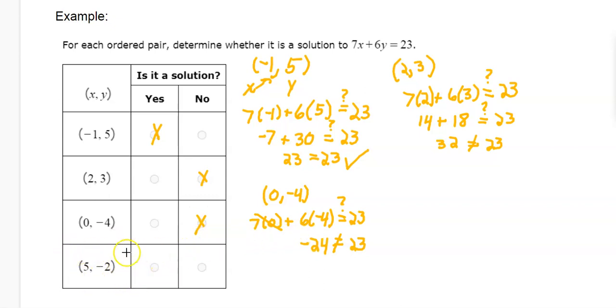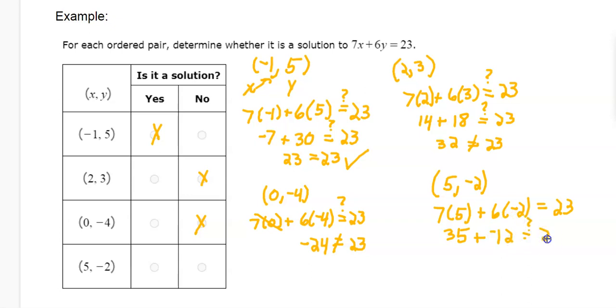And lastly, I'm going to check out here 5, -2. So I've got 7 times 5 plus 6 times negative 2 equals 23. 7 times 5 is 35, plus 6 times negative 2 is negative 12. Does that equal 23? 35 plus negative 12 is 23. So 23 equals 23. Check.